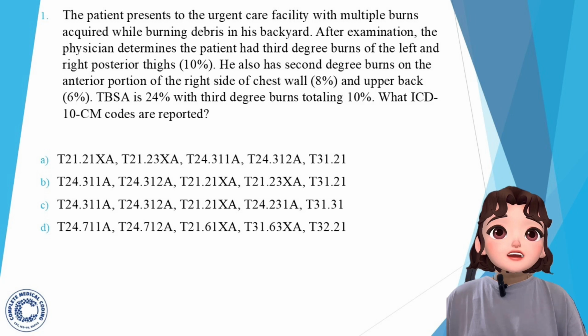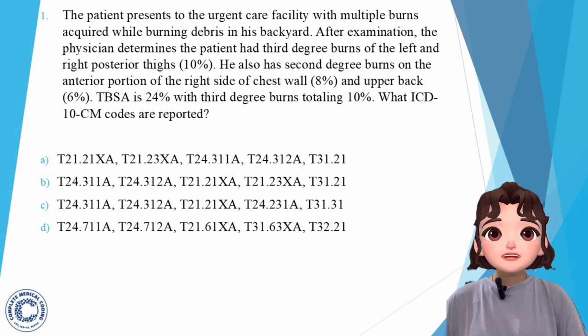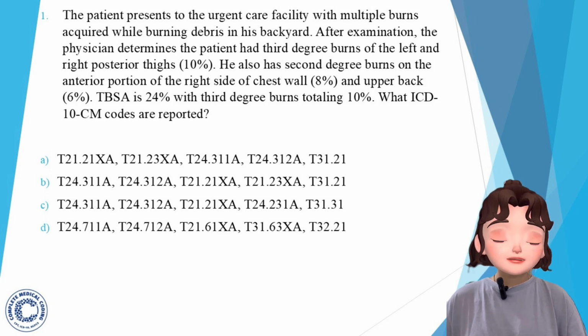For burns, you need to always report the severity first. Here the severity is third-degree burn. So you have to always code for the third-degree burn first, followed by second-degree burn and first-degree burn. Here we don't have first degree, only third degree and second degree. So you have to code for the third-degree burn first.